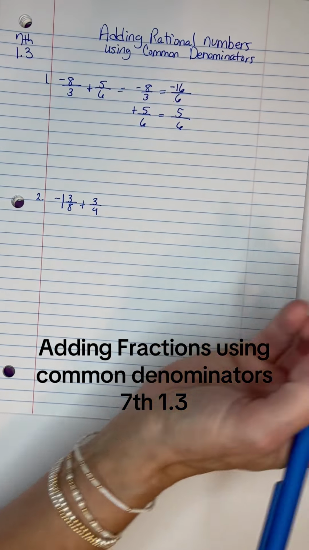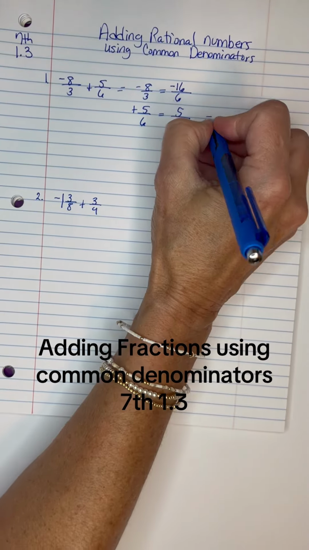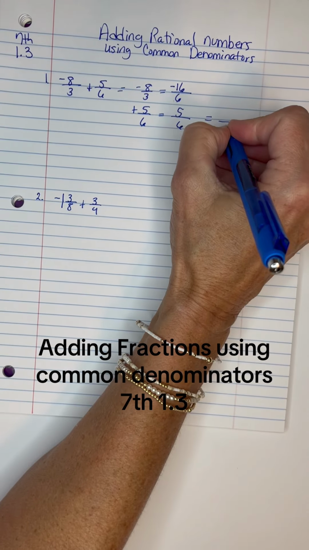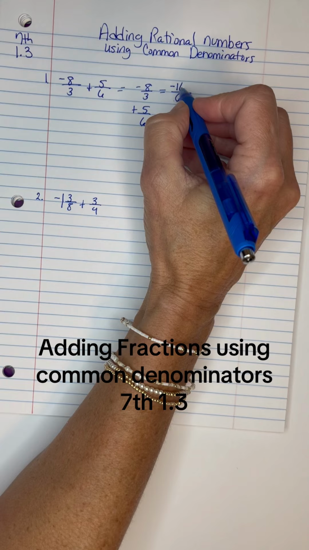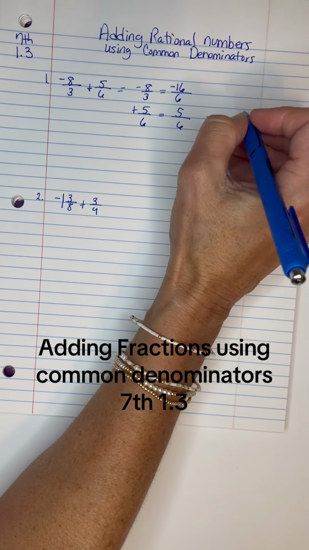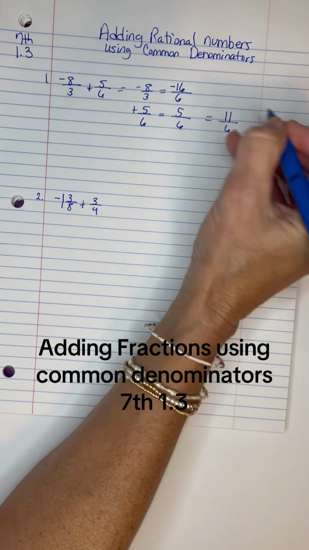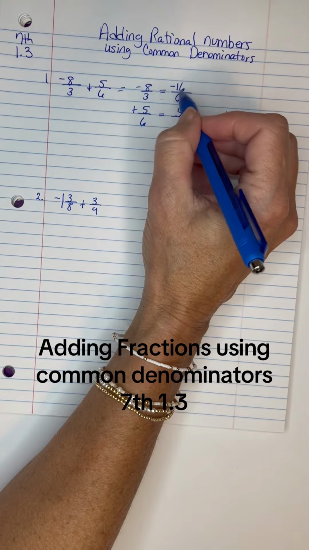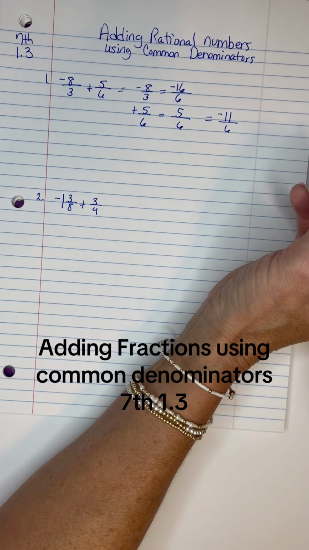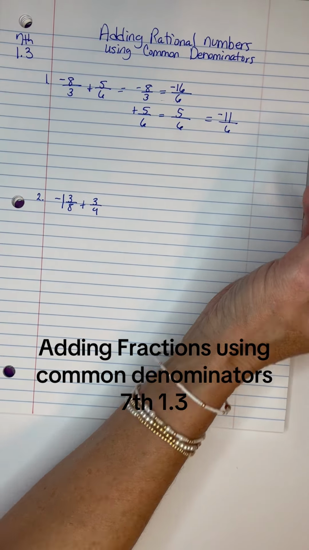All right. So now that I have the same denominator, I keep the denominator, and 16 minus 5, remember I'm subtracting, is going to be 11. And since this number had the largest absolute value, it will be negative 11 over 6.